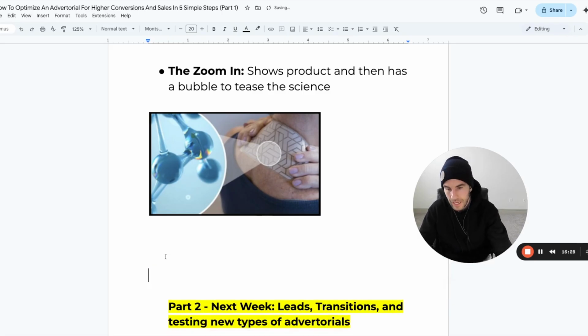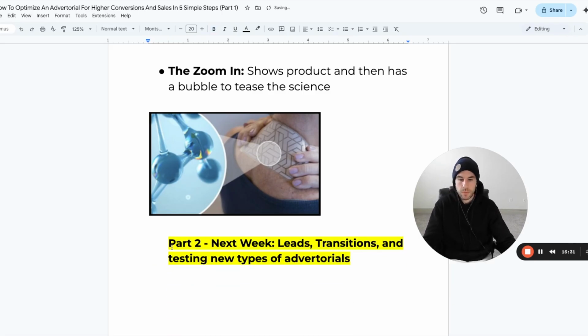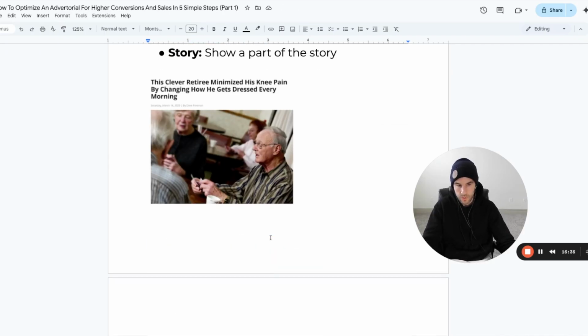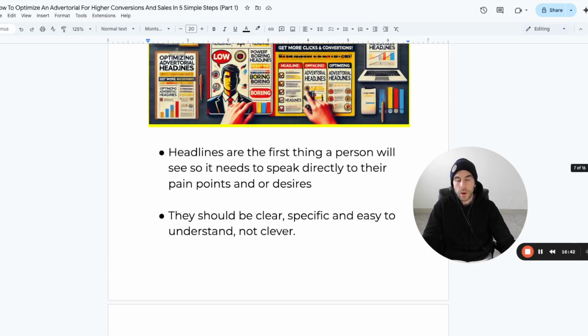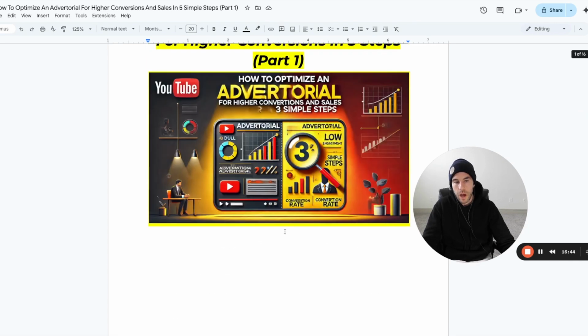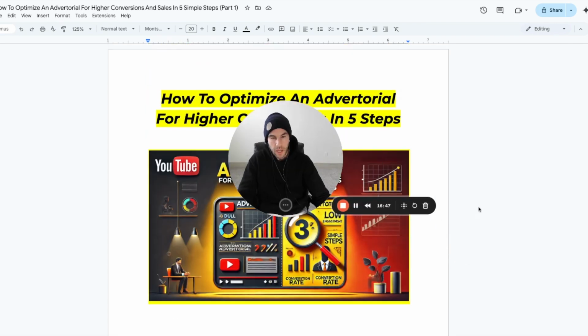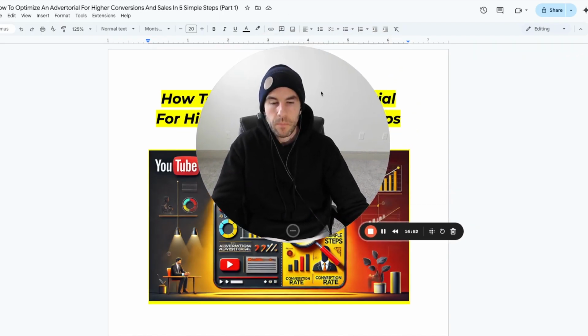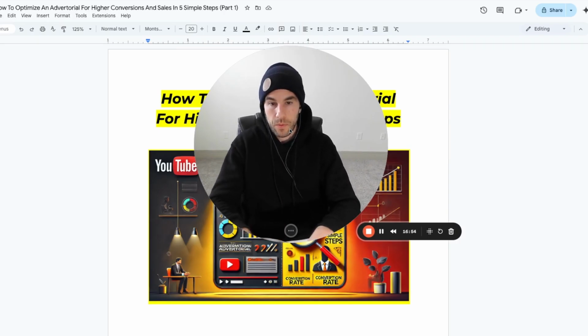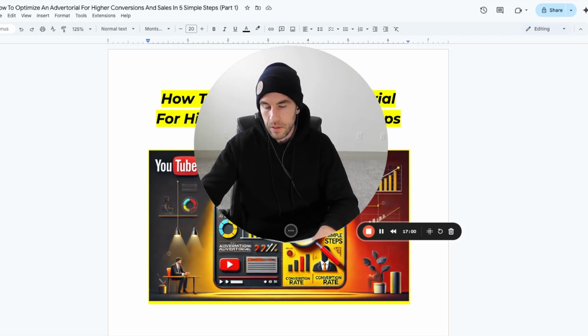So that is going to be this week's. And next week's part 2, we're going to be looking at leads, transitions, and testing new types of advertorials. So I hope this helps, guys. If you take anything away from this, really just let it be: you want to make sure that you are not trying to optimize an advertorial that is kind of dead in the water, so you're not wasting any ad spend on something that isn't going to work. You want to ensure that you are basing all of the different decisions that you're making off of data. And then from there, look at things like your headline and your hero image, and then also next week leads.